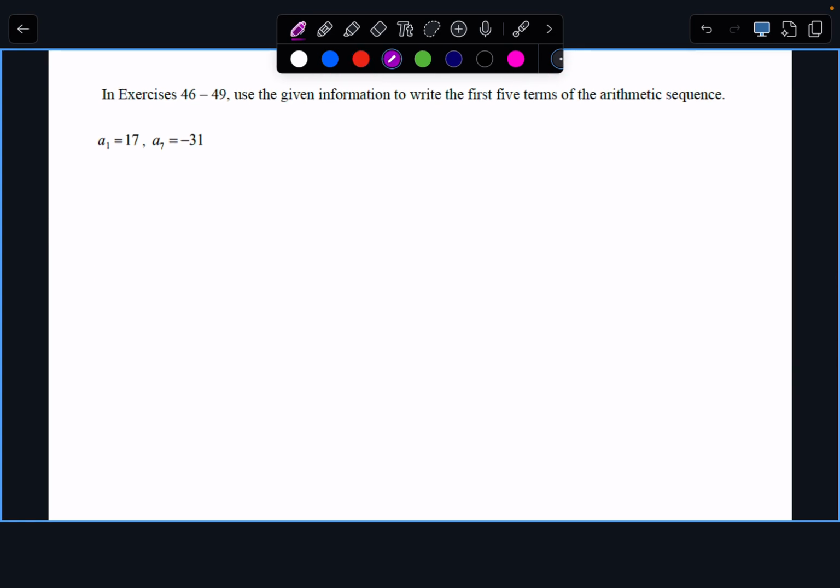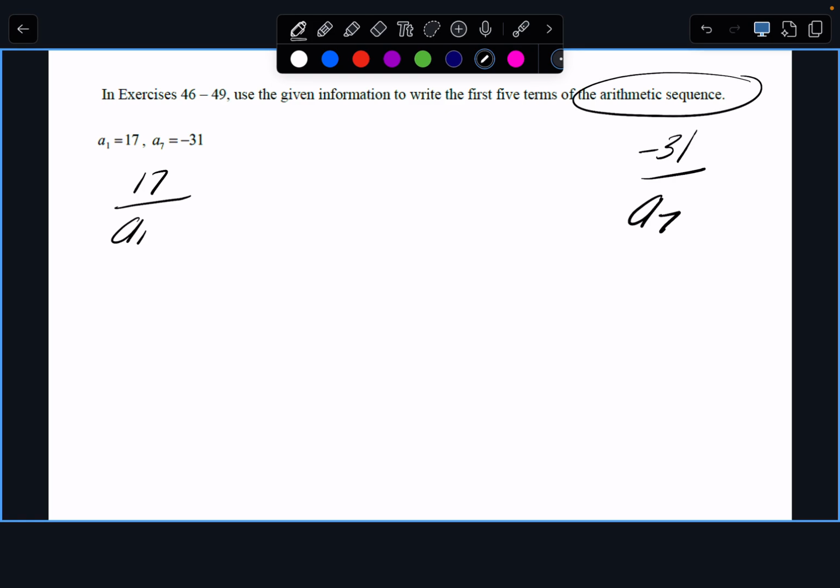Okay, let's look at this one. I need you to look because this one's not so obvious. It says use the given information to write the first 5 terms. So here a sub 1 is 17. Unfortunately, they didn't give us anything till a sub 7. It's negative 31. We were told it's arithmetic, so this would be my formula: a sub n equals a sub 1 plus n minus 1 times d.